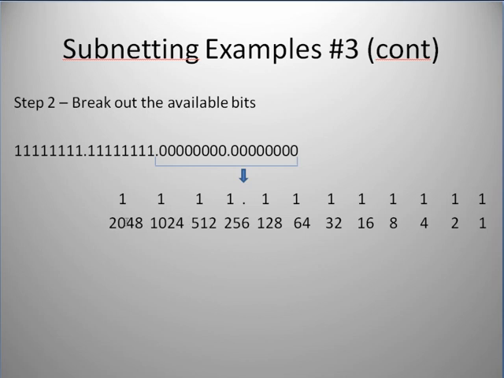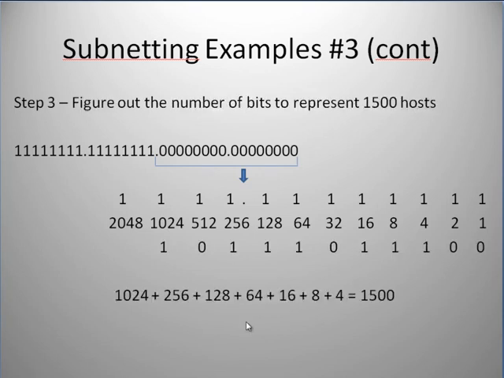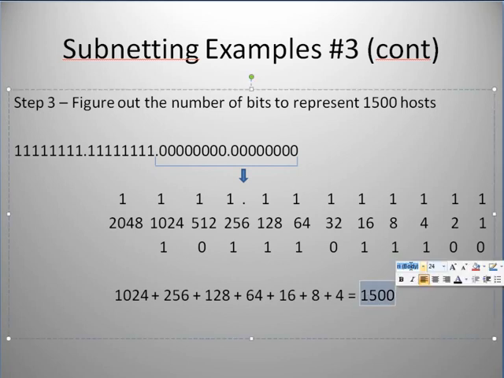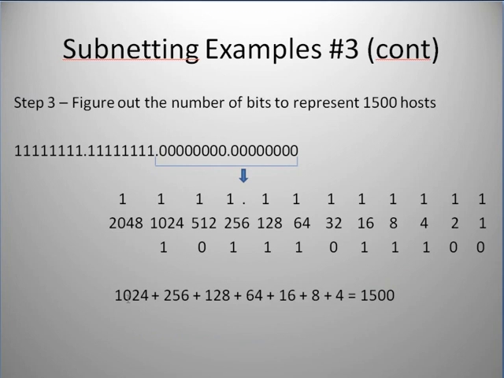And the same options apply. I just need to add up the bits necessary to give me the number 1500 that I'm looking for here. And to do this, adding up the 1024, 256, 128, 64, 16, 8, 4, and 2 will give me exactly what I'm looking for, the number 1500. Now this means, at this point, that we're using 1, 2, 3, 4, 5, 6, 7, 8, 9, 10, 11 bits that I'm going to be reserving for my hosts. Everything else is going to be swapped over to the subnet mask.